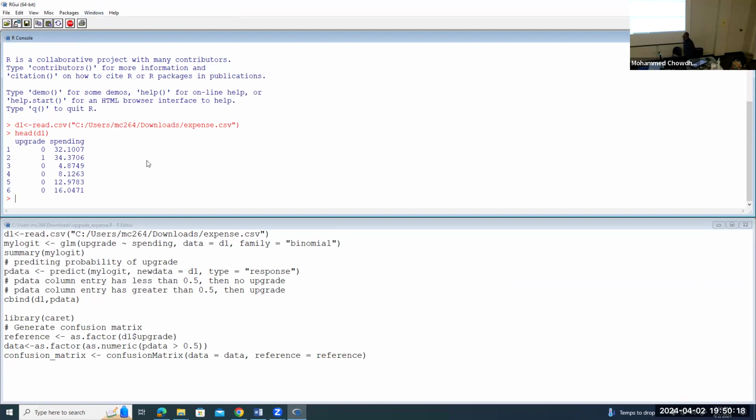Upgrade and spending. I have a data set, and that data has the name D1. D1 is very simple. It has two variables: one is upgrade, another one is spending.